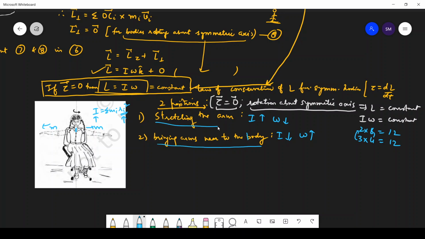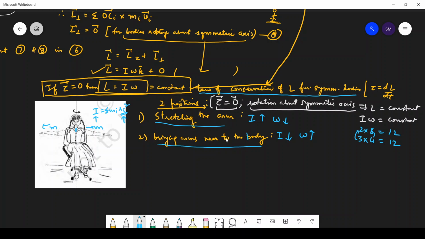So this way you can increase or decrease your angular speed just by stretching the arms or bringing the arms near to the body, and that is the application of law of conservation of angular momentum. But understand these two conditions. These two conditions are supposed to be satisfied. So this is the situation.